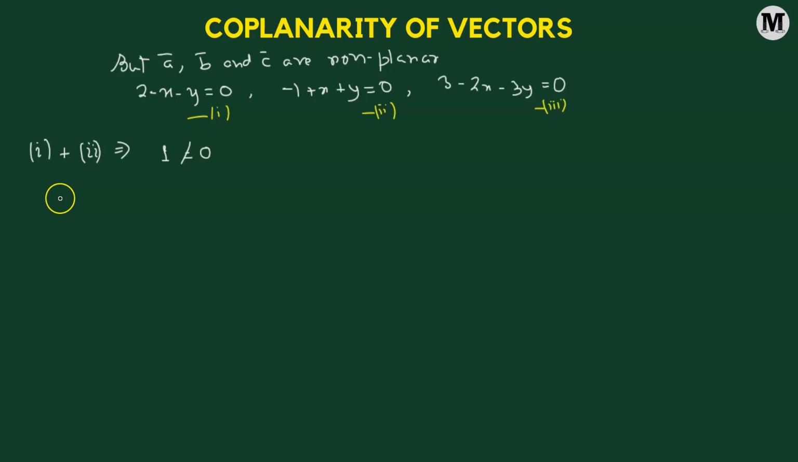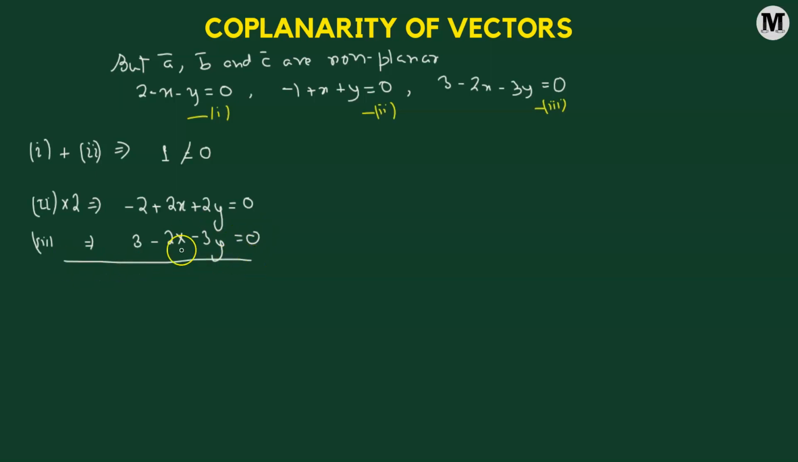So let's take equations number 2 and 3 and try to solve for the values of x. We'll start by picking up equation number 2 and multiplying each term with 2. So we have negative 2 plus 2x plus 2y equals 0. Then we have equation number 3, let's keep it as it is: 3 minus 2x minus 3y equals 0. We're going to add these two equations. Here we have 3 minus 2, that's positive 1. 2x and negative 2x cancel out. 2y minus 3y is negative y. So that equals 0, and we get y equals 1.